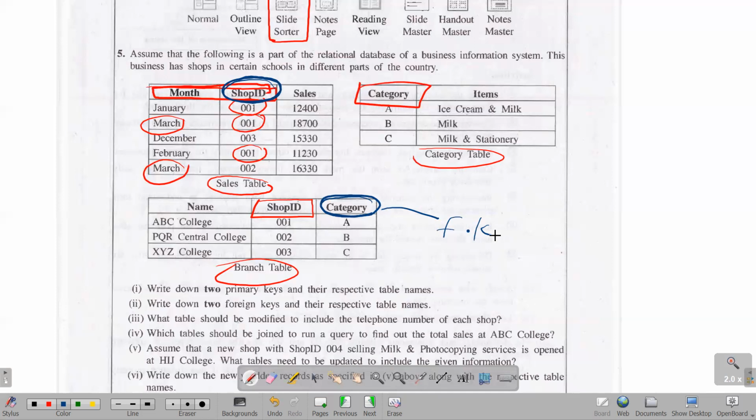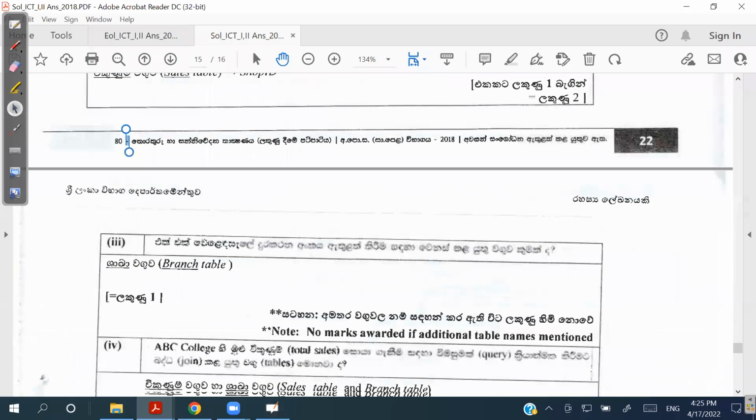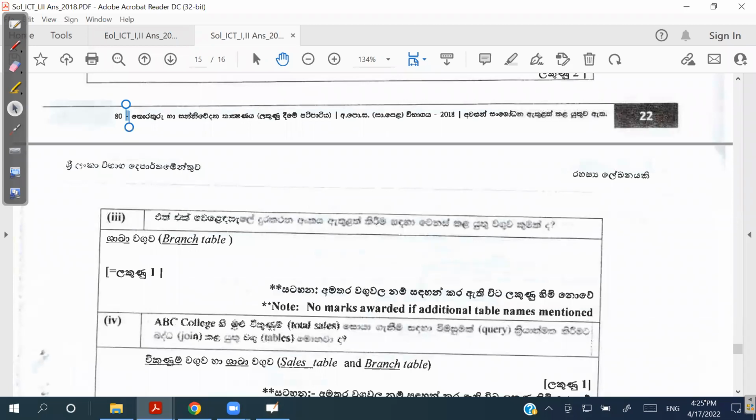Then, what table should be modified to include the telephone number of each shop? The telephone number of each shop is a shop-related detail, right? So definitely it's the branch table that needs to be updated. In the marking scheme, it says branch table. One mark is given.